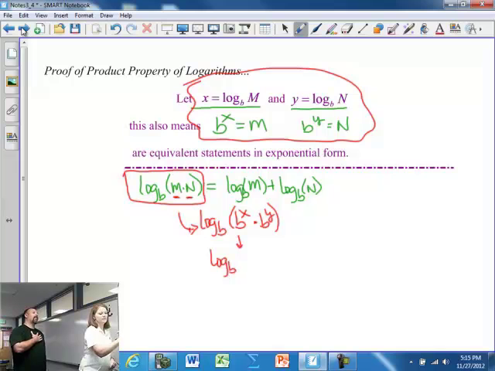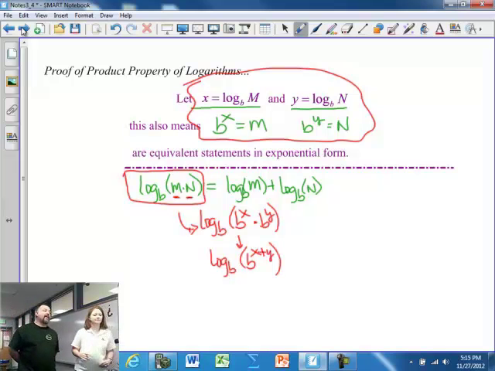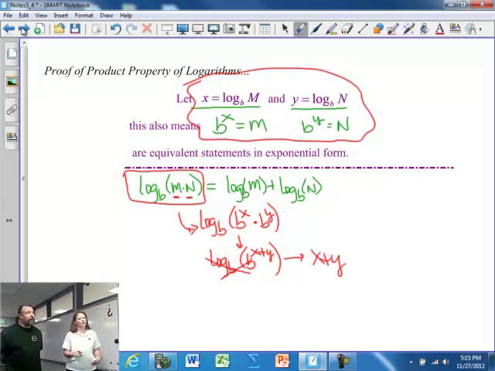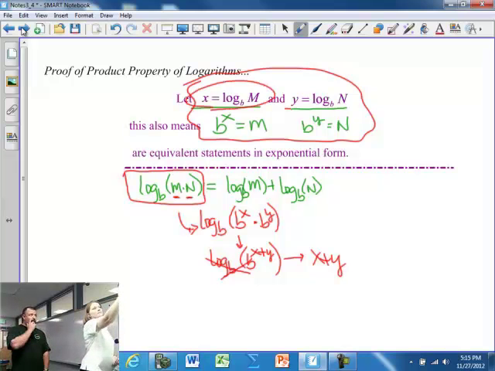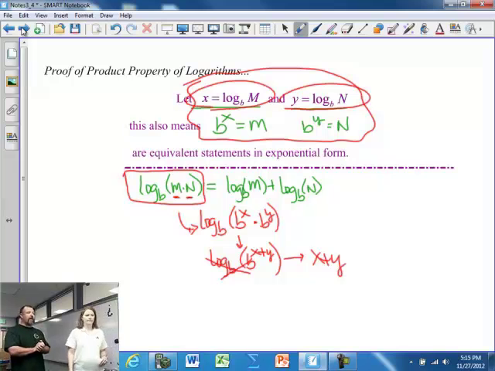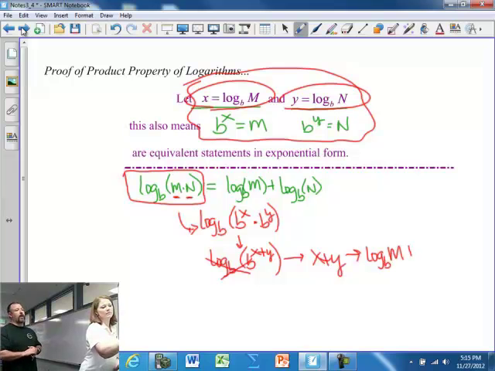So we get log base b of b to the x plus y. And in the last lesson, we talked about how to do this very quickly. Those bases basically cancel, and you're left with x plus y. But we started this whole thing off with an assumption that x was equal to log base b of m. So we will replace x with log base b of m, and y will be replaced with log base b of n.